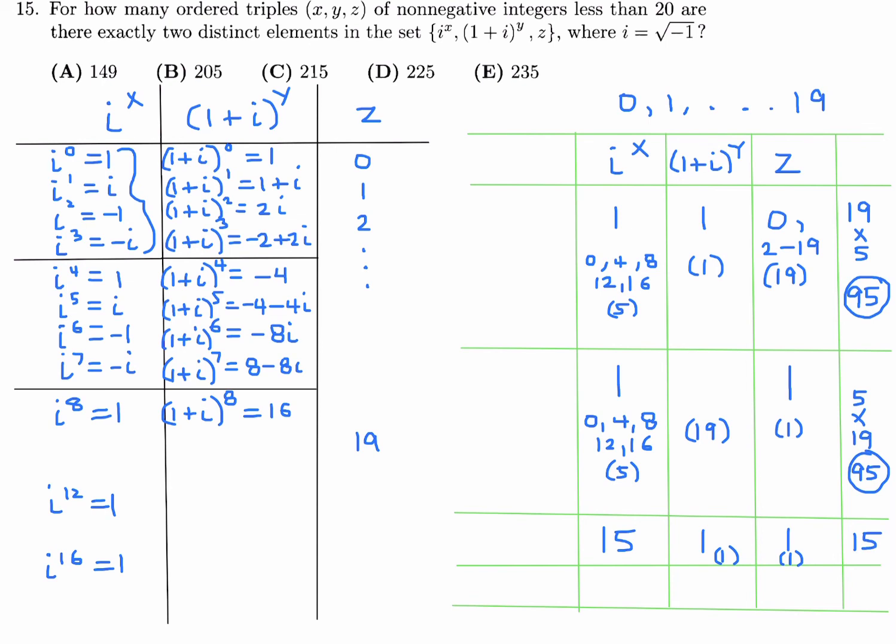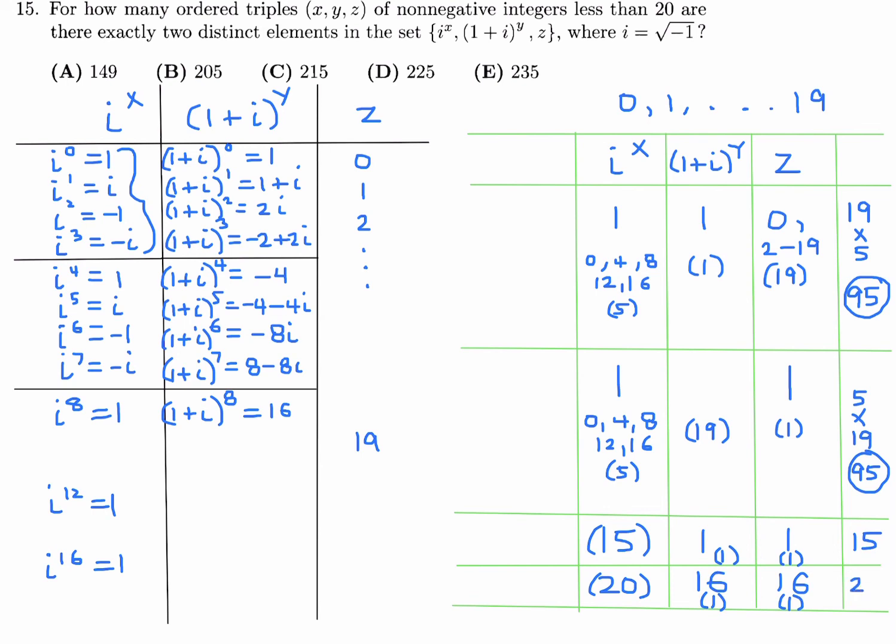And the last one is a tricky one. That's this guy right here. When (1+i)^y is equal to 16, and when z is 16, and this is anything other than 16, but all of them are other than 16. If you look at the i^x column, it's never going to be 16, right? So all 20 of those will fit. So this is one way of doing that, one way of doing that, and 20 ways of doing that.